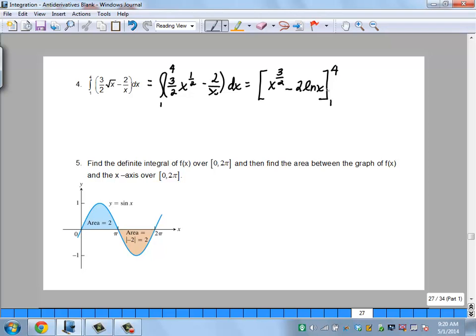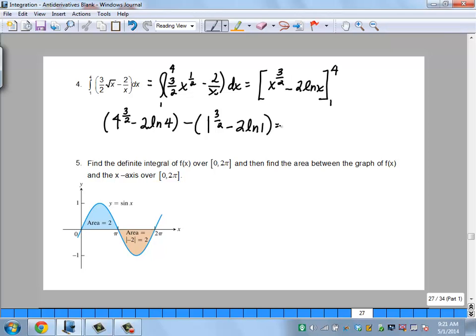Okay. So when you show this, I have to do the end, so I'm going to put the 4 in first, minus, then I put everything in with 1. So I'm going to do 4 to the 3/2 minus 2 ln 4, minus, then I put the 1 in, 1 to the 3/2 minus 2 ln 1. Okay?